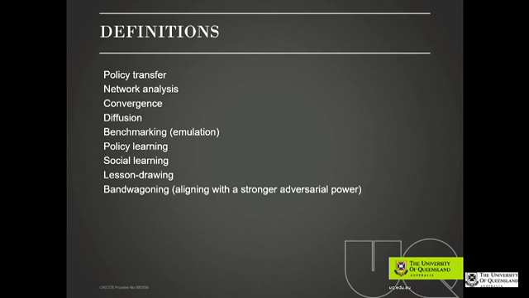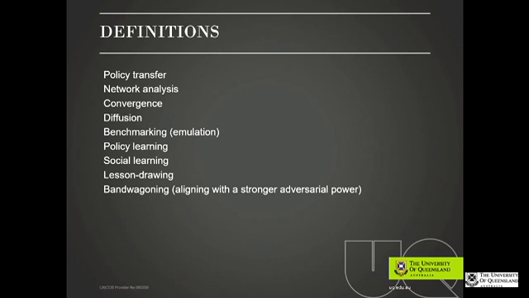So that would be our benchmark, and try to emulate that. And then policy learning, social learning, and lesson drawing are other terms that are used quite a lot in the policy transfer literature, but they just involve, just like the term says, learning from the policies of another place, people making an effort to learn from others, right? Instead of reinventing the wheel every time, the idea is to cut newcomer costs. When you're a newcomer, you don't know, you might make mistakes, so you might want to look at the place that's more advanced, so then you avoid those costs.